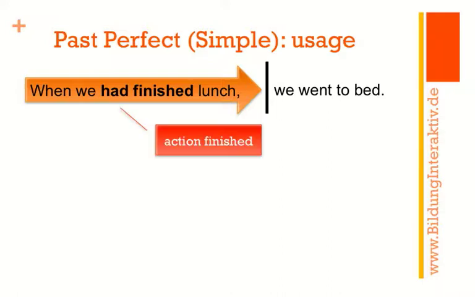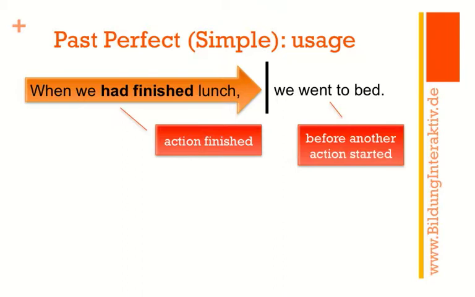Now, why do we have the simple past perfect? When we had finished lunch is a finished action. Lunch is over and before another action started. And the other action that started, we went to bed, is in the simple past. And the action that had just finished is in the past perfect simple. So when we had finished lunch is actually before the going to bed. So finished action before another action started.